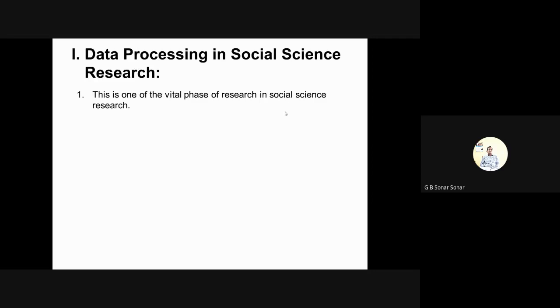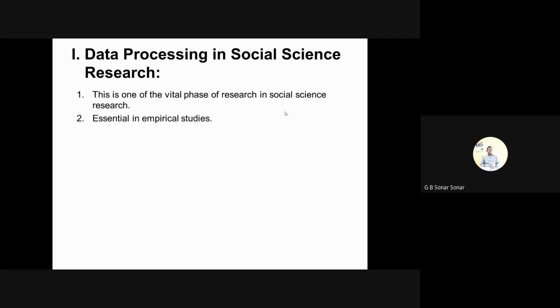from the respondents. So after collecting the primary data from the respondents, in other words, after doing our fieldwork, the next practical step in social science research is data processing. This is a very important step in social science research, and this data processing should be done very systematically and scientifically for maintaining the quality of the data.